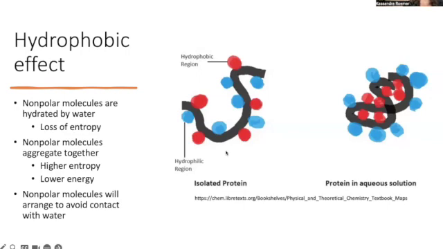So the nonpolar molecules will arrange in a way that the nonpolar ends, for example, are avoiding contact with water. So this would be, for example, a protein that has both hydrophilic and hydrophobic regions, but it would ball up in a way that the hydrophobic regions are away from the aqueous solution, and the hydrophilic regions are on the outside. And same thing just for nonpolar molecules. They aggregate in a way to avoid large contact with water.